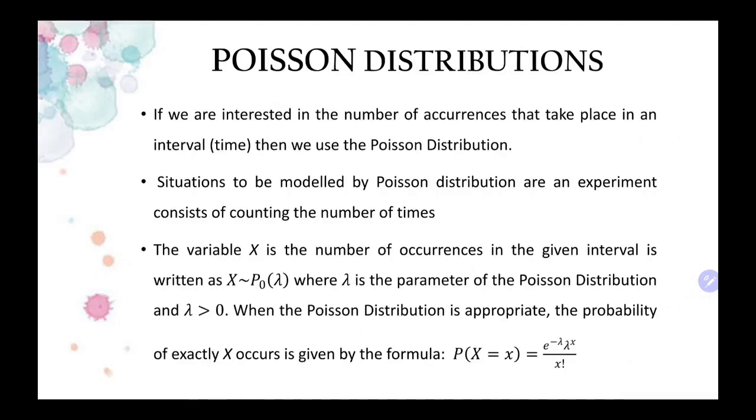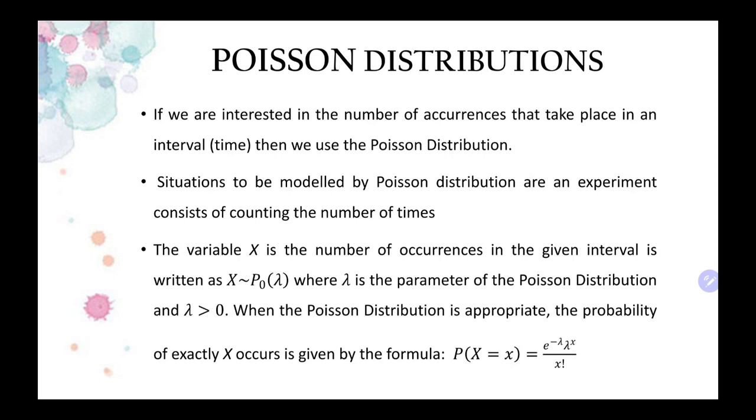Poisson distributions. If we are interested in the number of occurrences that take place in an interval time, then we use the Poisson distribution. Situations to be modeled by Poisson distribution are an experiment consists of counting the number of times. So biasanya Poisson distribution melibatkan masa. The variable x is the number of occurrences in the given interval is written as X ~ Po(λ), where lambda is the parameter of the Poisson distribution and lambda greater than 0.